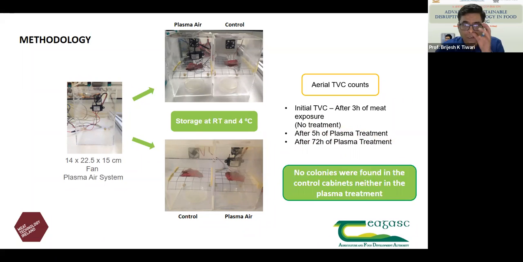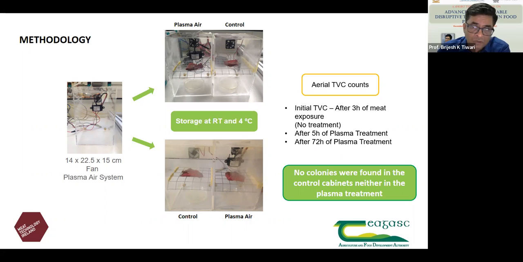What we found was that no colonies were found in either the control or the plasma treatment. That was a major issue. Why? Because when we carry out this experiment in laboratory conditions, we use very sterile conditions so that there is no cross contamination. So in order to do that, we have to infuse some microbial load inside the material.